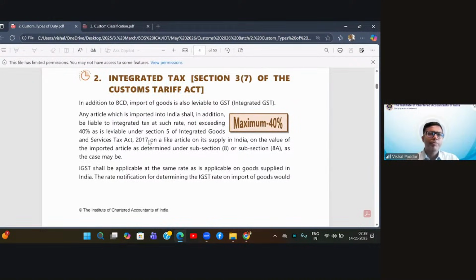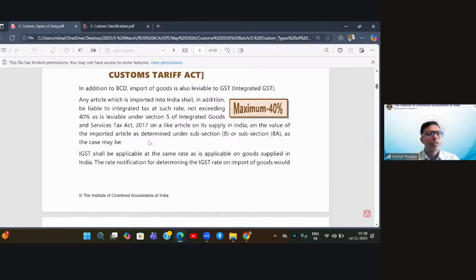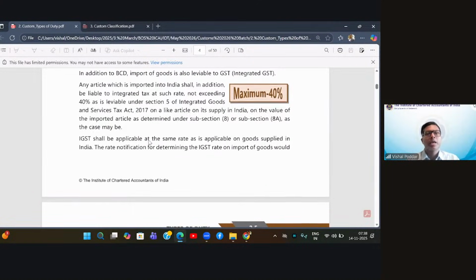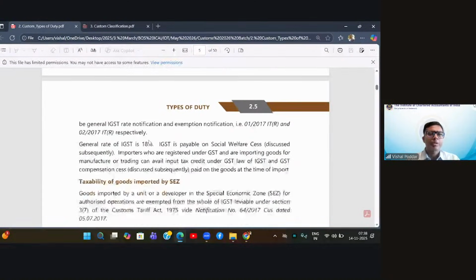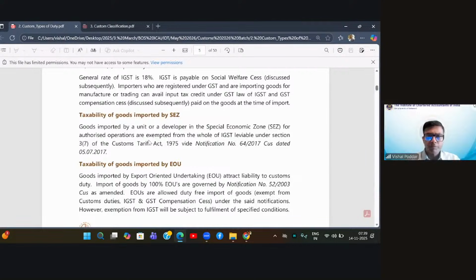Now comes IGST. As we discussed, customs is also collecting some other local taxes. On import of duty, we have studied in section 5 of the IGST Act that IGST will only be levied, because imports will always be considered as interstate supplies, and the IGST gets levied as per section 7 of the Customs Tariff Act, which we are going to study now in detail.